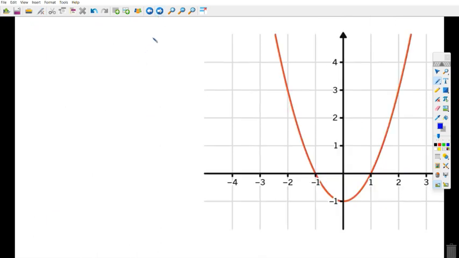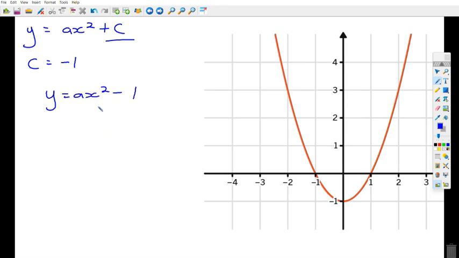Over here, I always start with my general equation. So y is equal to ax squared plus c. That c value tells me my turning point. So my turning point there is -1. Substitute that in. I've got y is equal to ax squared minus 1. I need an x and I need a y. Where am I going to get my x and y from?